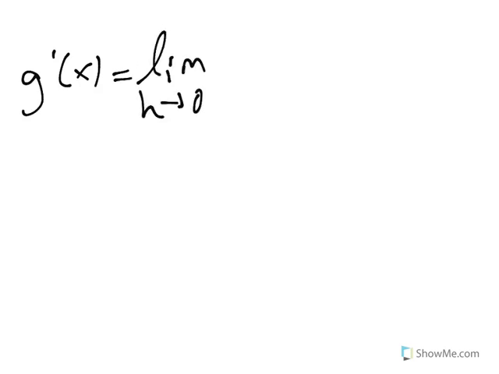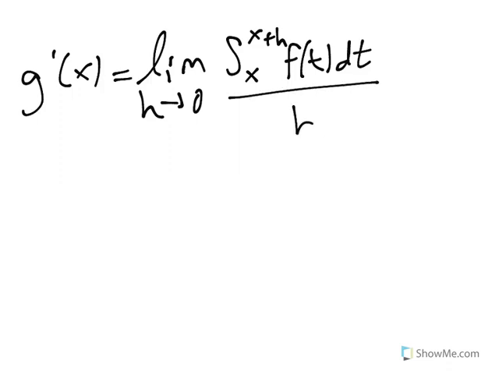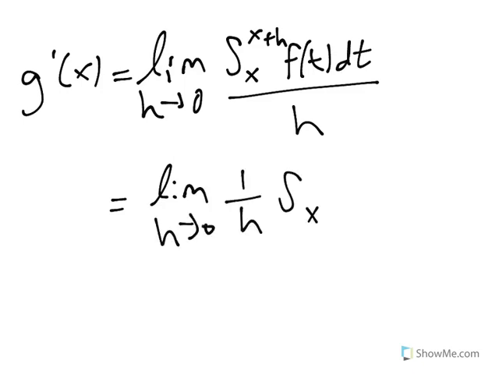So the limit as h goes to 0 of the integral from x up to x plus h of f of t dt, and this is all divided by h. Okay. So I tell you what, I'm going to go ahead and just pull the 1 over h out front. This is the limit as h goes to 0 of 1 over h times the integral from x to x plus h of f of t dt.